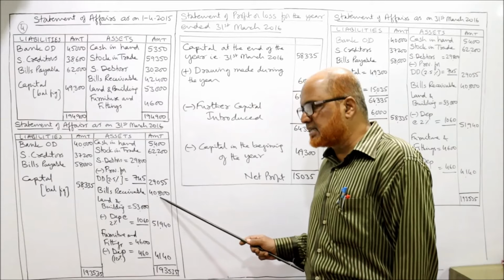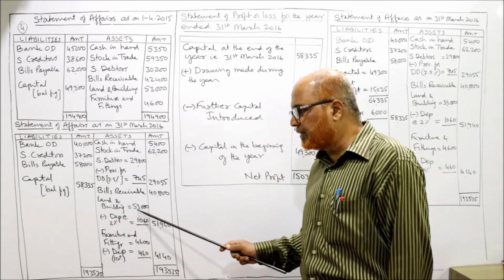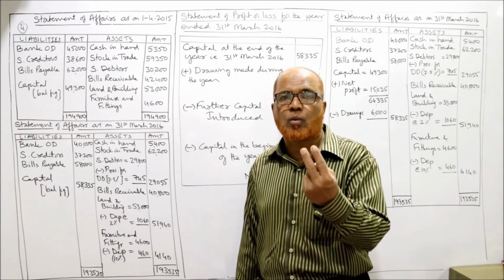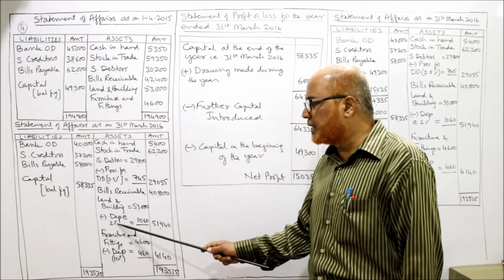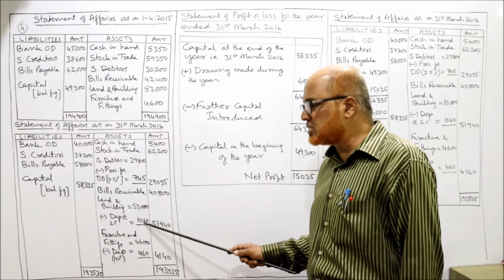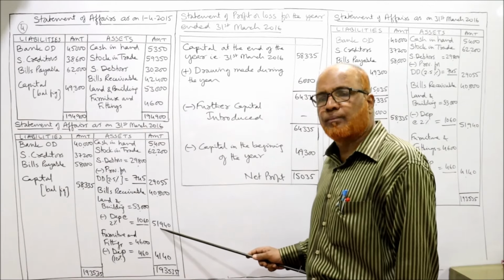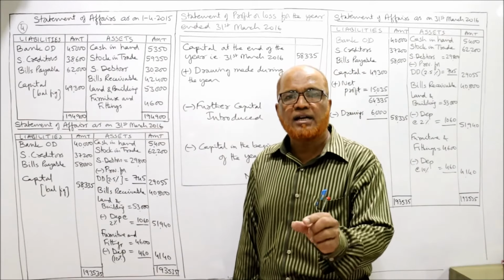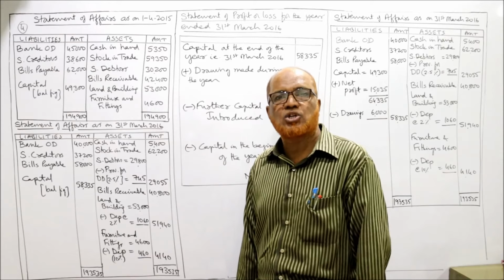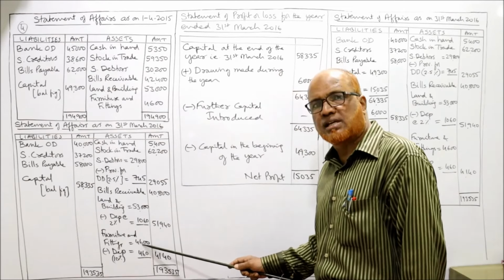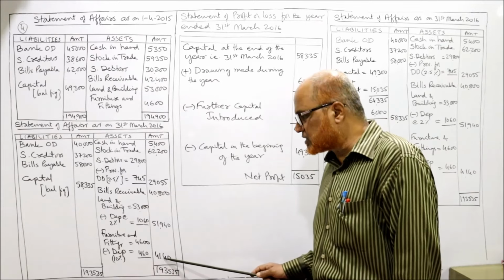Bills receivable as it is we have taken. Land and building 53,000. In adjustment it is given land and building depreciation should be provided at 2%. So 2% of 53,000, 1,060. Subtract 1,060, 51,940. Then furniture and fittings given 4,600 and it is given in adjustment provide depreciation at 10%. So 10% of 4,600, 460. Subtract 460, 4,140.